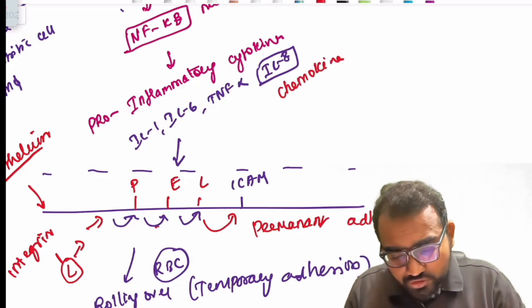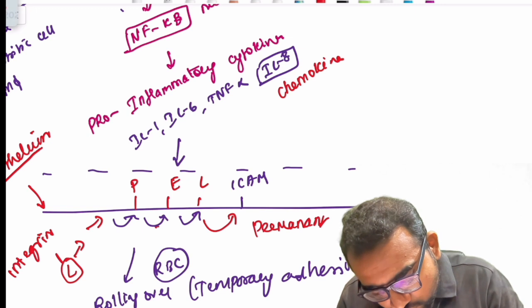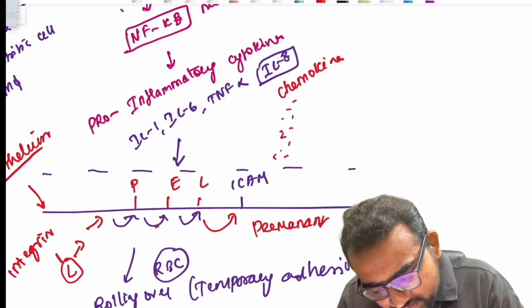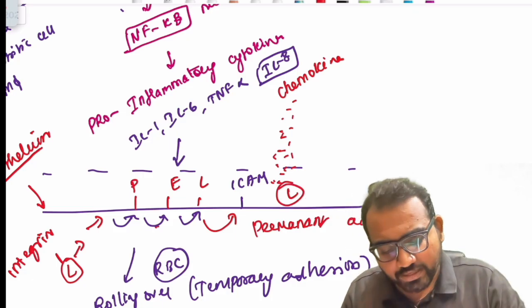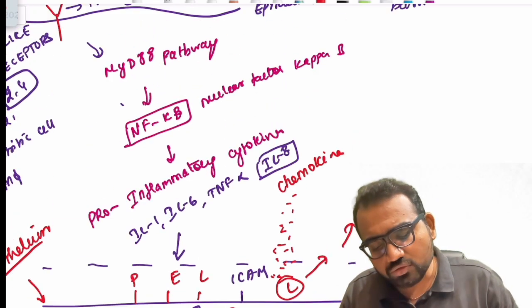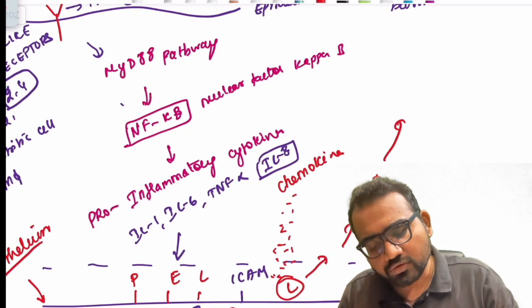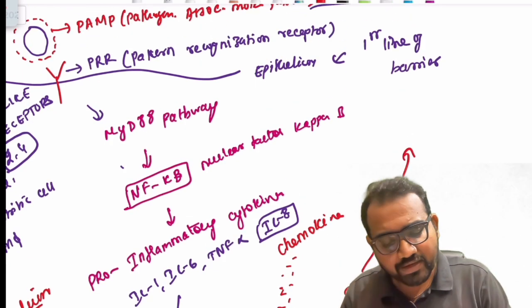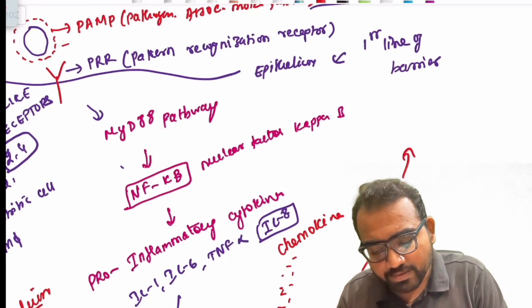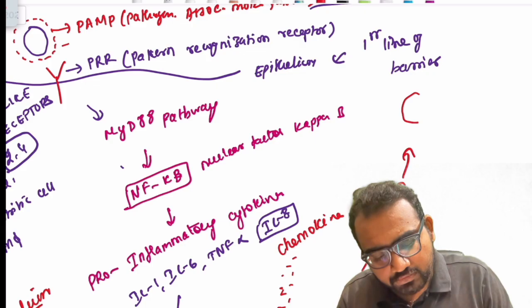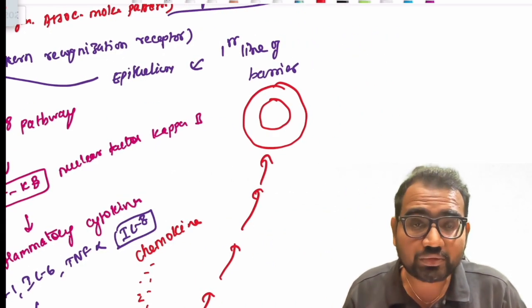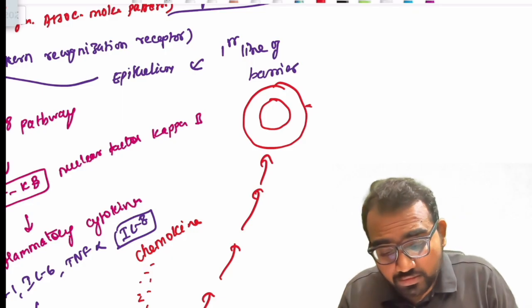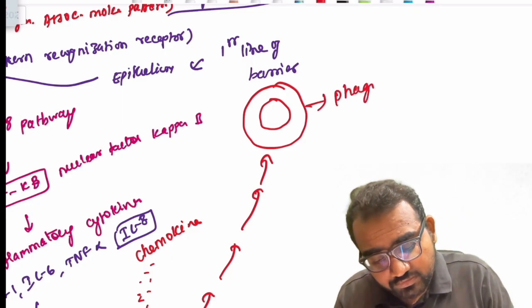Now, I told you a very important thing called chemokine, interleukin 8. So this chemokine is going to send signals once these leukocytes have migrated outside. It is going to take this leukocyte to the area where the bacteria is present, and this is going to result in phagocytosis.